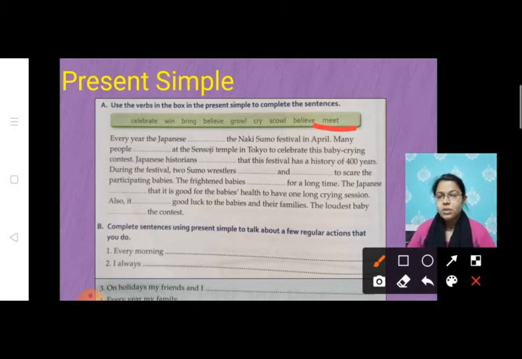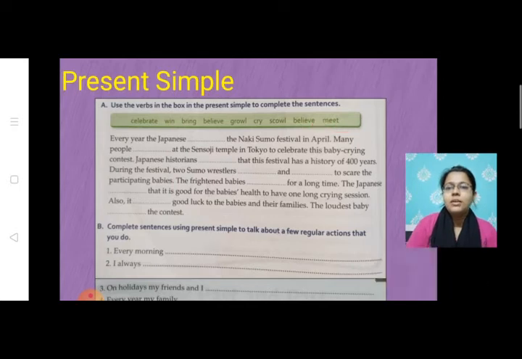So students, in both the blanks you might have noticed that we are using the same form of verb, the base form, because Japanese is third person plural and people is also third person plural. Now let's see the next blank.